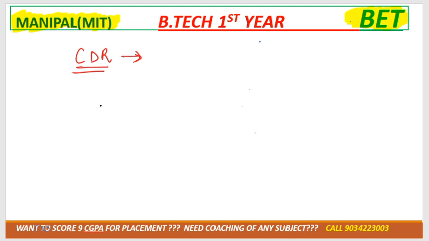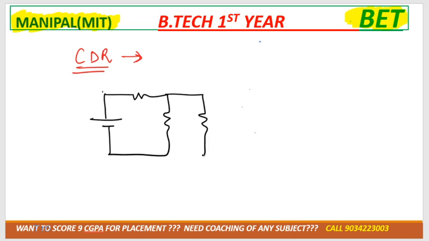If you don't know about the current division rule, let's see what exactly it is. Suppose we have resistors connected in parallel. Suppose this one is R1, this one is R2, this one is R3, and this one is voltage V. And how much current is flowing over there? That is I. And here the current flowing is I1, and here the current flowing is I2.